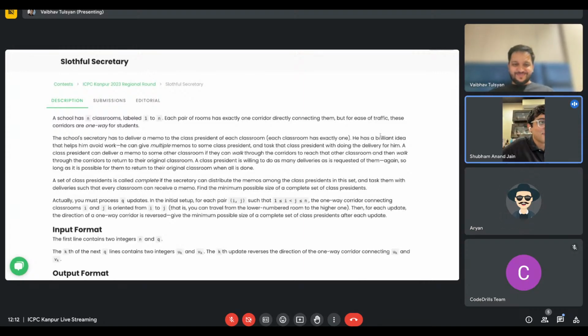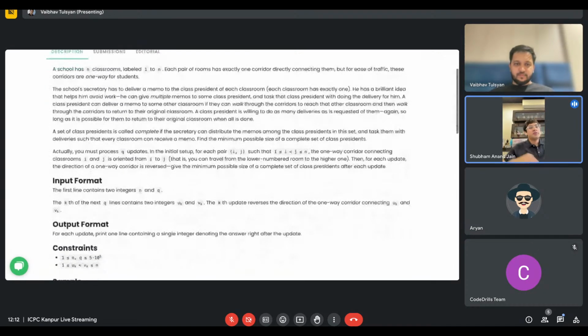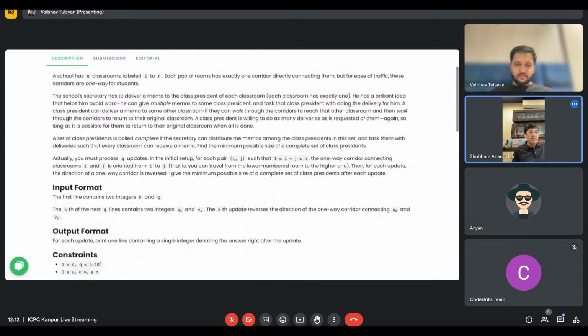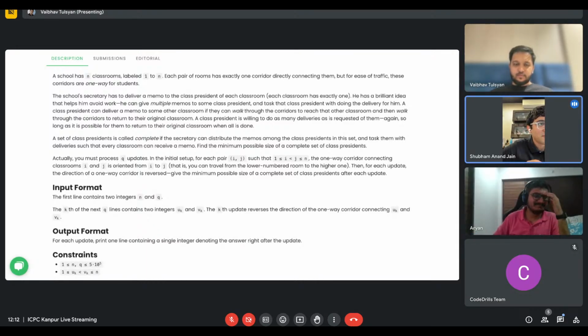So a school has n classrooms labeled 1 to n. Each pair of rooms has exactly one corridor directly connecting them, but for ease of traffic, these corridors are one way. So what this line is telling us is that there is some graph, and this graph is directed because it's one way. So you can only take the edge in one direction. I don't know what the rest of the problem says, but I'm just going to think out loud as I read it. Each pair of rooms has exactly one corridor, which means this is like a complete graph, but it's directed. So there are n choose 2 edges, and each of them has one direction.